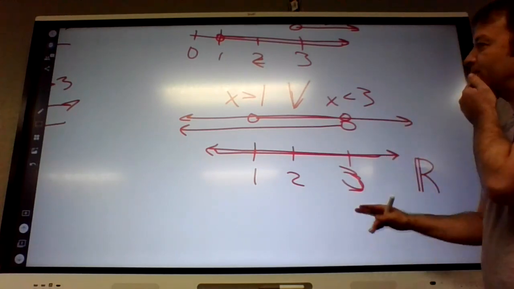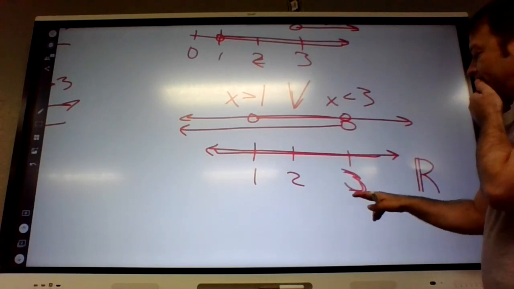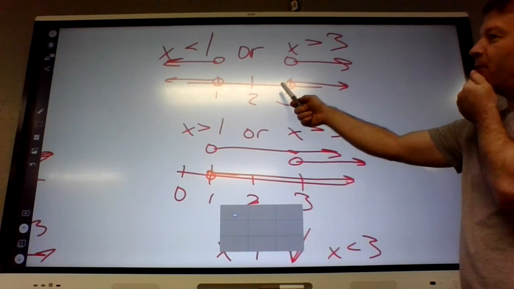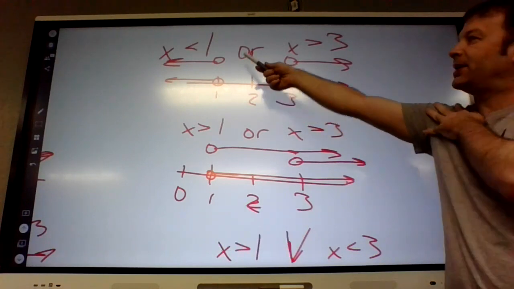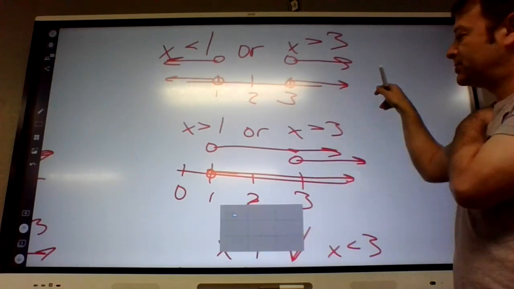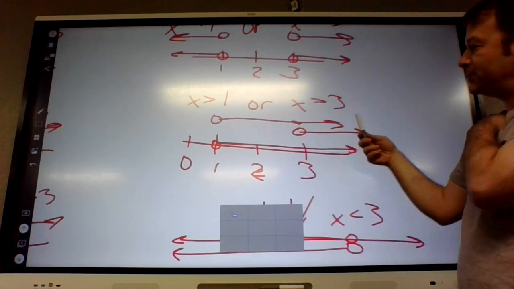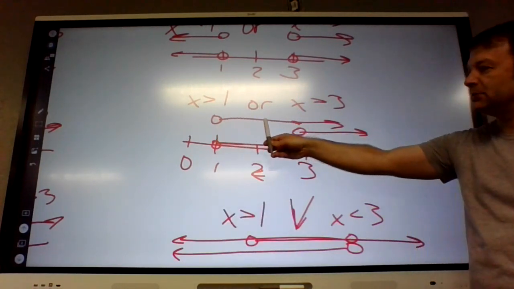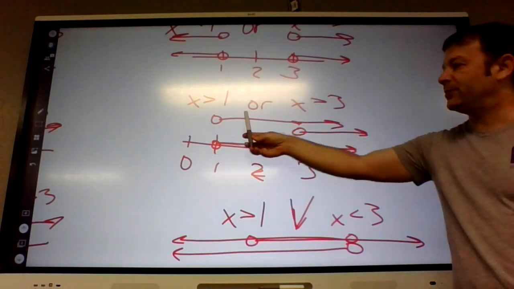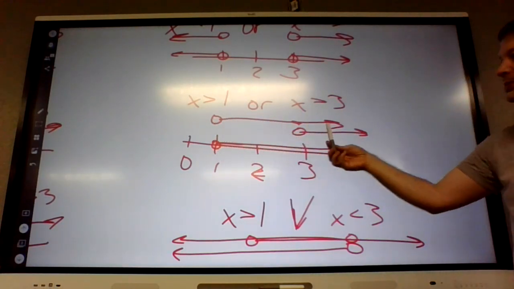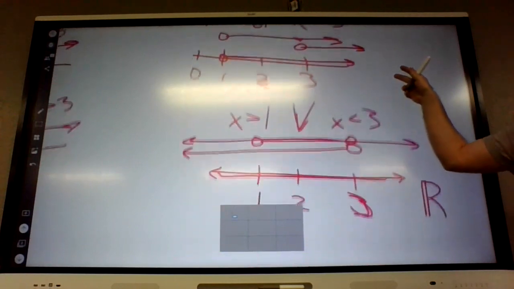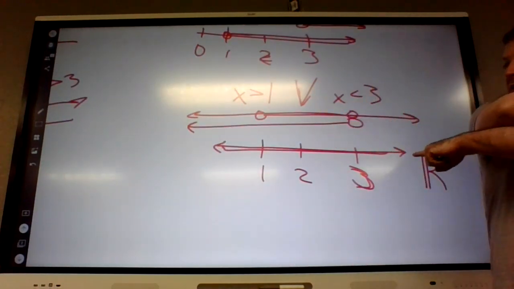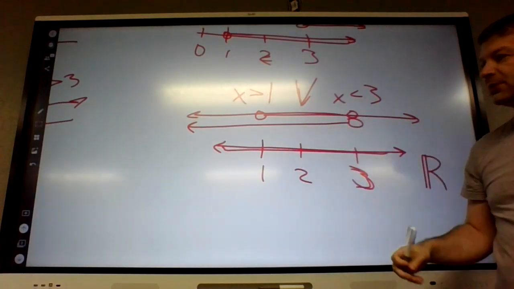Okay, that's it. Those are the 3 types of problems. So it's going in opposite directions and they just stay like that. It's overlapping in one direction and you basically use the farther back one. Whatever's covered by either of them is part of the answer. And overlapping in opposite directions covers everything, so that one is just all real numbers.